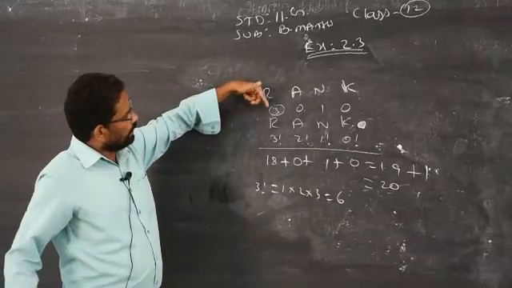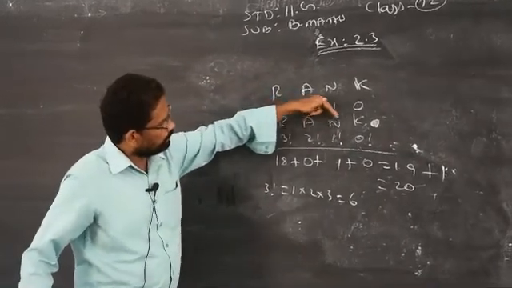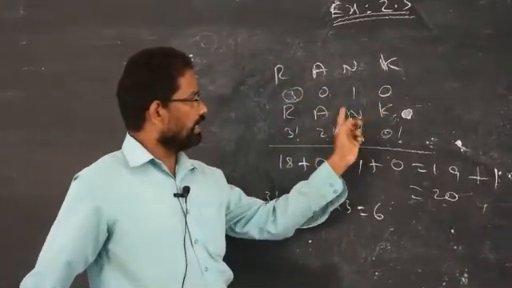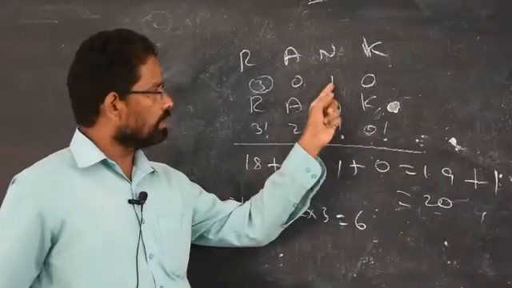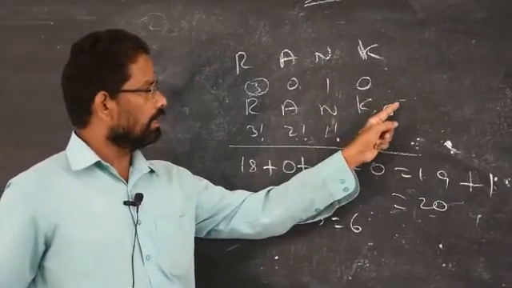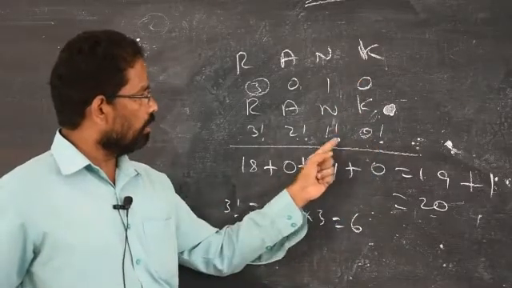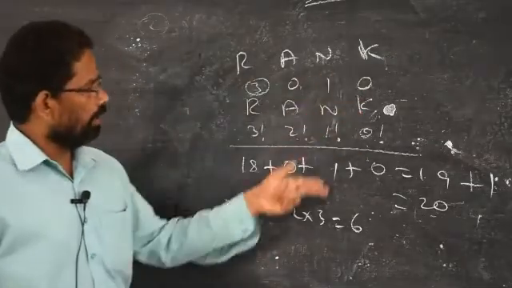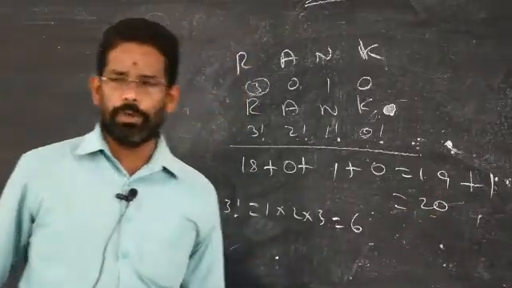You have to see how many letters are less than the R: 1, 2, 3. So 3. How many letters are there less than A on the right side? No, 0. How many letters are less than N? Only one letter, K, that is 1. There is no letter after K, therefore 0. Then after that you always start with 0 factorial, 1 factorial, 2 factorial and 3 factorial. Then you multiply normally. Finally add 1 to the answer, that is the required answer.